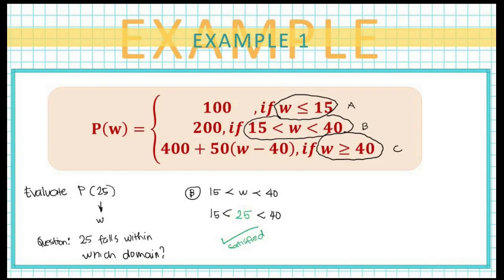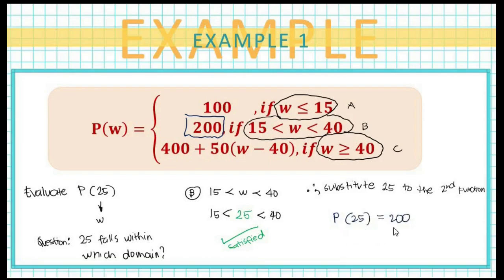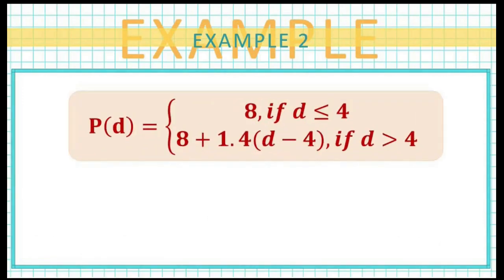Now, after checking which domain we are going to use, the next task is to substitute the value of W, which is 25, to the second function because we used the second domain. The second function is again another constant function. So whatever value we substitute, it will be the same. So if we want to get P of 25, the result is still 200. Let's now have another example.